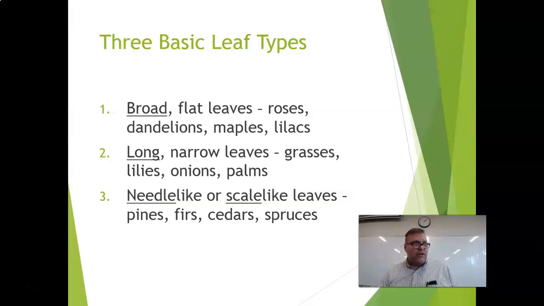You look at something, you can either say it's a broad leaf because it's kind of wide, it's narrow and thin so it's going to be a long leaf, or it's not a leaf at all, it looks like a little needle or looks like a scale. Three basic types of leaves.